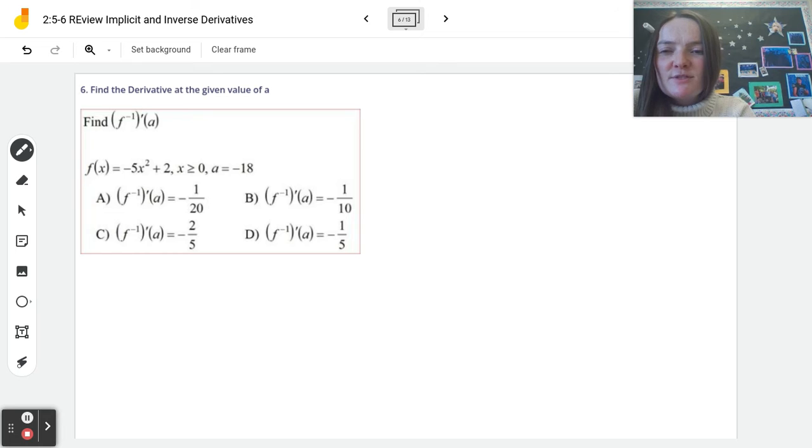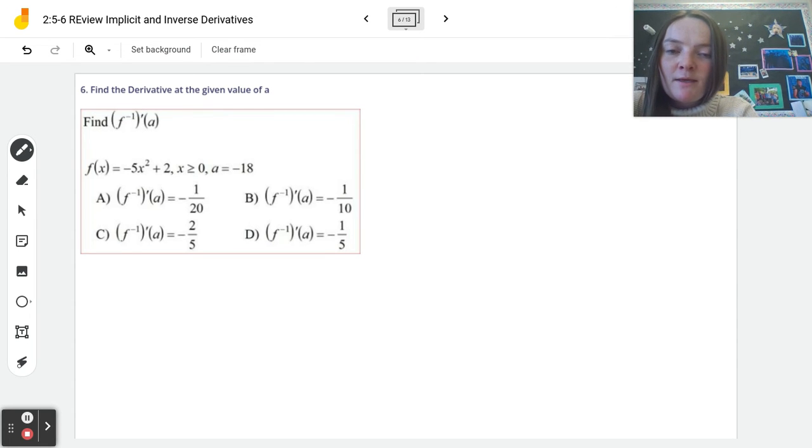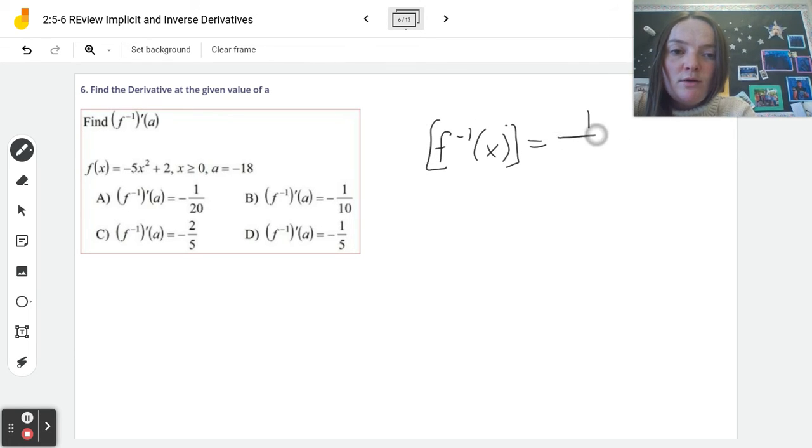All right, next one, similar situation. For this one, let's use the formula, just because this is going to be hard to put in explicit form. The reason being is you're going to have to take the plus or minus square root, which is going to make things a little bit harder. So I'm actually going to use the formula this time. I know that f inverse of x prime is equal to 1 over f prime of f inverse of x.